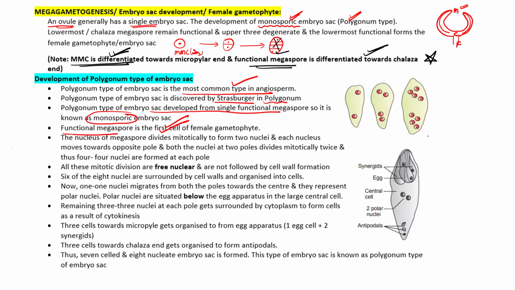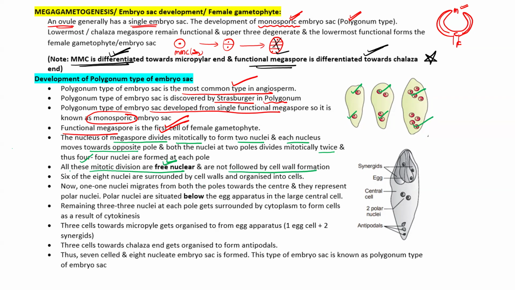This is very important. The nucleus of the megaspore divides mitotically to form 2 nuclei, and each nucleus moves towards the opposite pole. Then they divide twice, because 2 rounds of mitotic division have to be done to finally make 4 nuclei at each pole. So initially 2 nuclei, then 4 nuclei, and finally 4 nuclei at each pole. All these mitotic divisions are free nuclear. No cell wall is laid down.